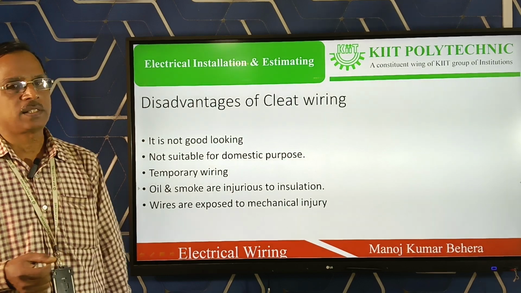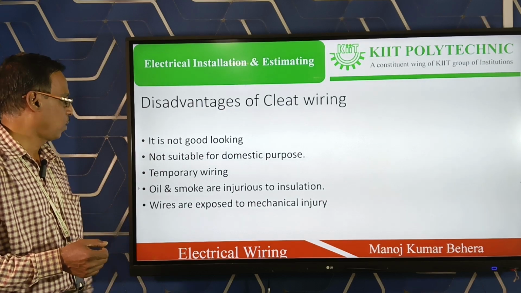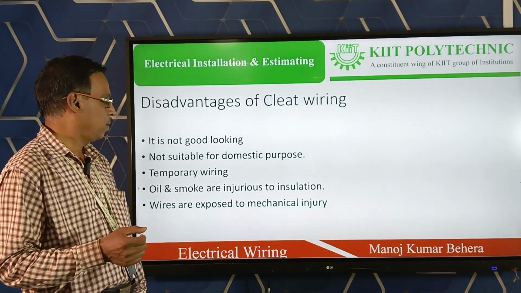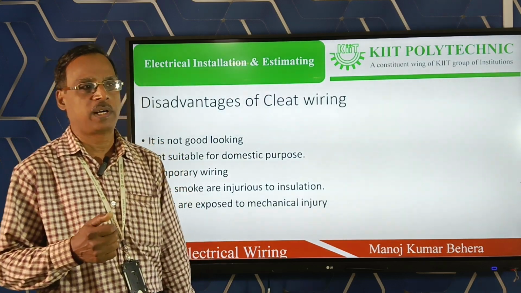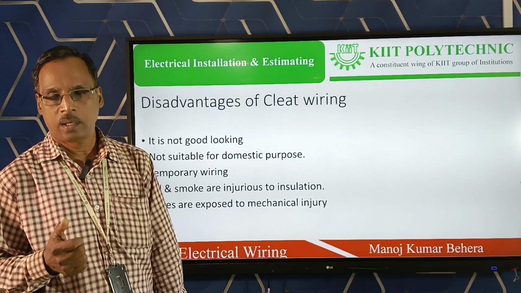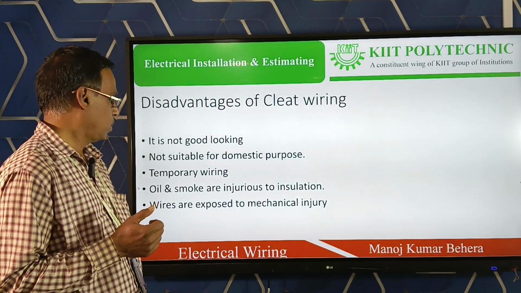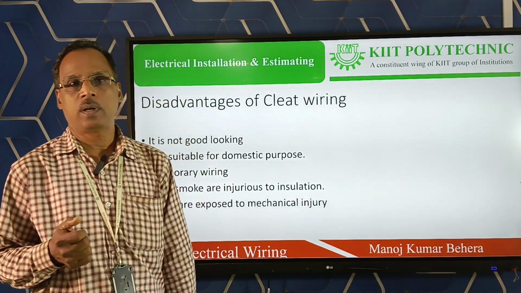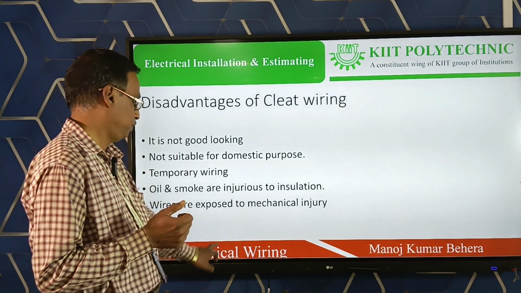So what are the disadvantages of cleat wiring? Cleat wiring is not good looking and not suitable for domestic purpose. If the atmosphere has smoke or humidity, it may affect the cleat and also affect the wire. These wires are exposed to the atmosphere, so there is a chance of mechanical injury.